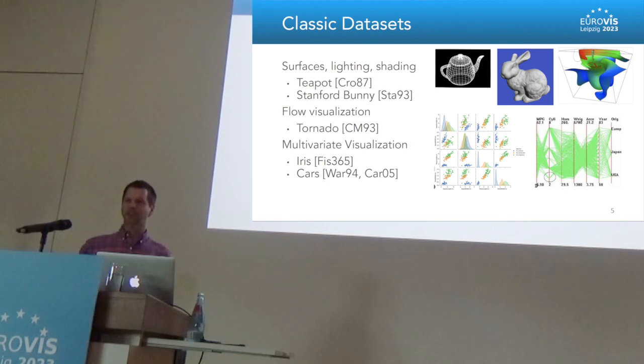A lot of us are familiar with these classic benchmark data sets. We have one of the very first classic benchmark data sets, the teapot. Another very popular one is the Stanford Bunny. At the time these authors released these classic data sets, they had no idea that they were going to be featured in millions and millions of papers for decades to come. We have the Tornado data set from Roger Crawfis at Ohio State University. We have the Iris data set, that was released a long time ago and is used in a lot of high dimensional visualization papers. And of course, we have the Cars data set. So we're hoping that the MoneyVis data set contributes to the community in a similar way, essentially.